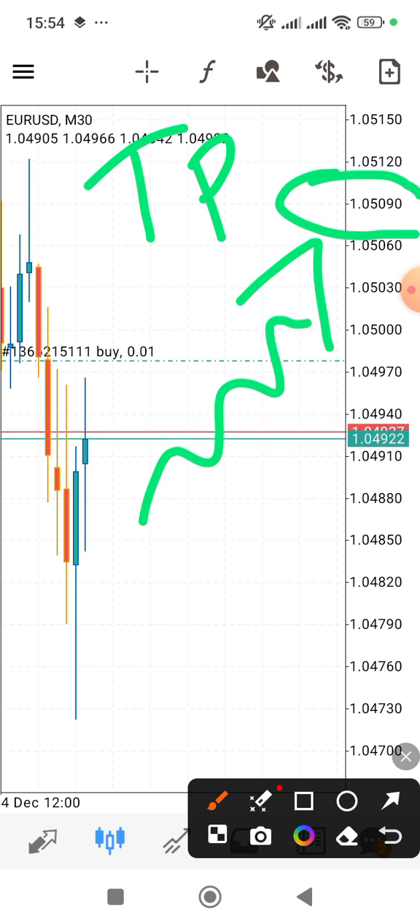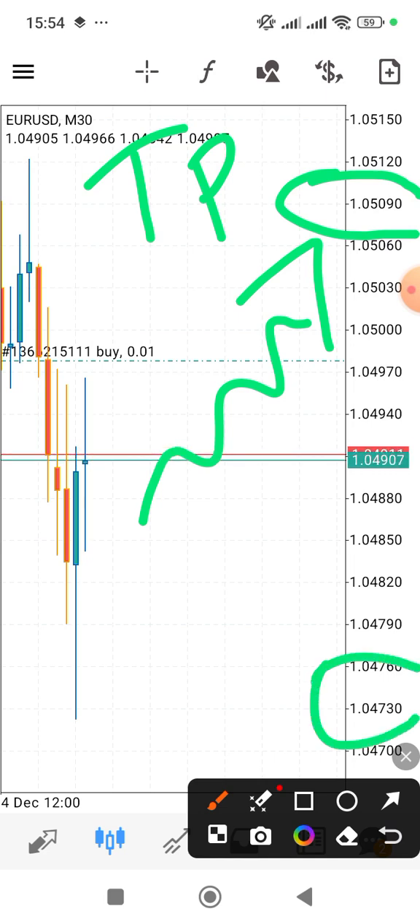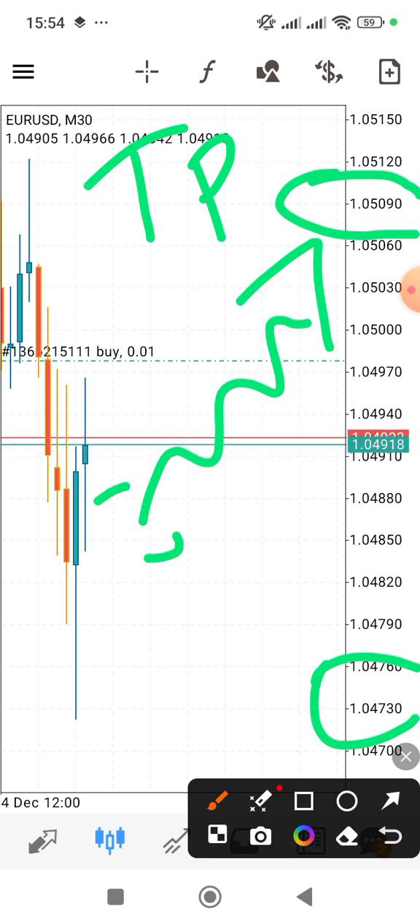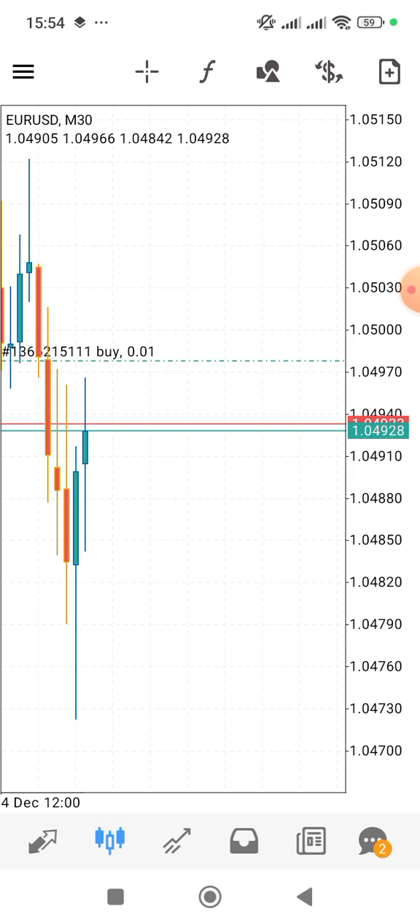When you hear TP, that's take profit. Stop loss is when you set a price that, if the market gets to this point, close my trade. If I take a trade and it's not going in my direction, if it starts going against me, close my trade for me. That's SL. Do you understand? You should understand. It's called stop loss.